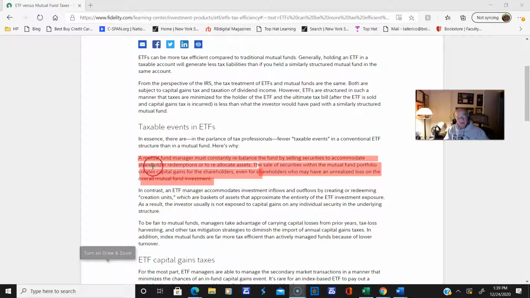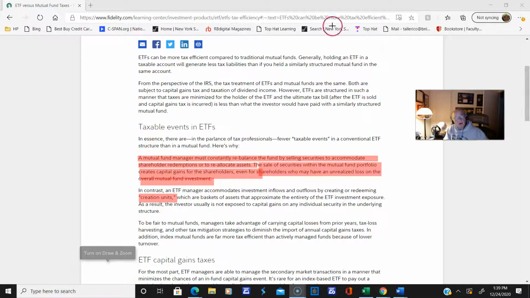All right, now here's the important point. In contrast, an ETF manager accommodates investment inflows and outflows by creating or redeeming creation units. And this is an important word. This is what goes on in an ETF, which are baskets of assets that approximate the entirety of the ETF investment exposure. Okay? As a result, the investor usually is not exposed to capital gains on any individual security in the underlying structure.